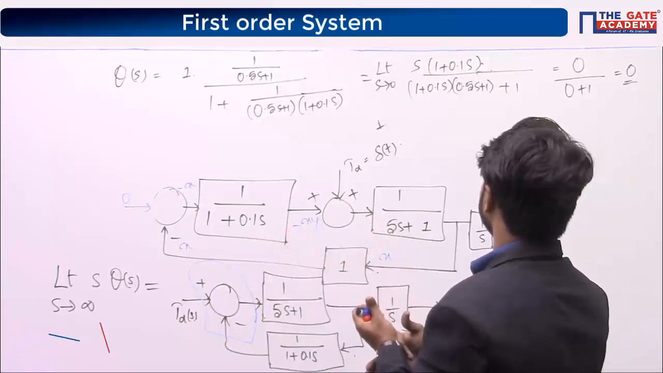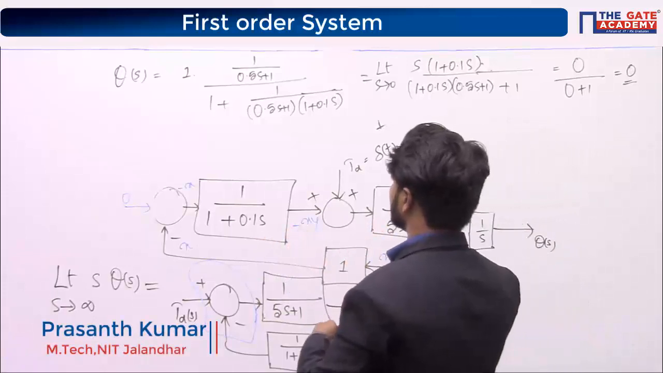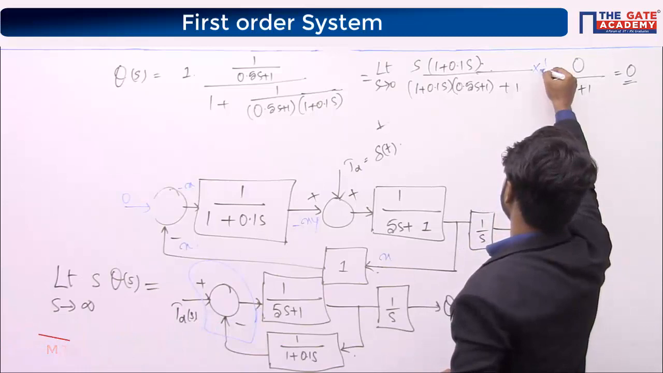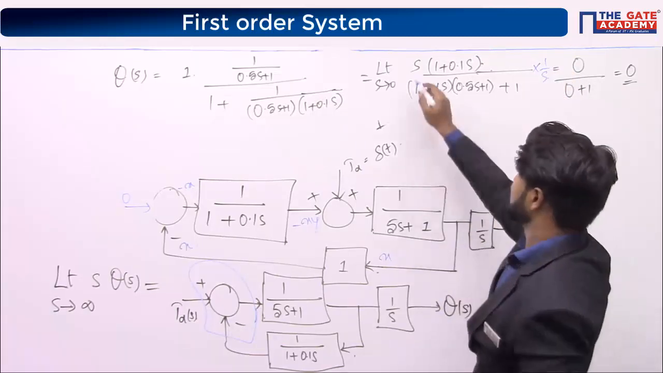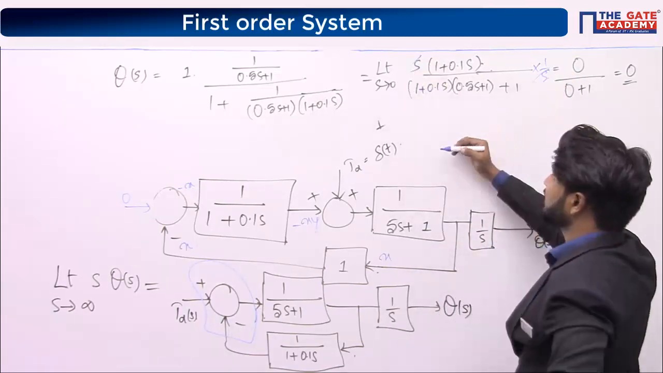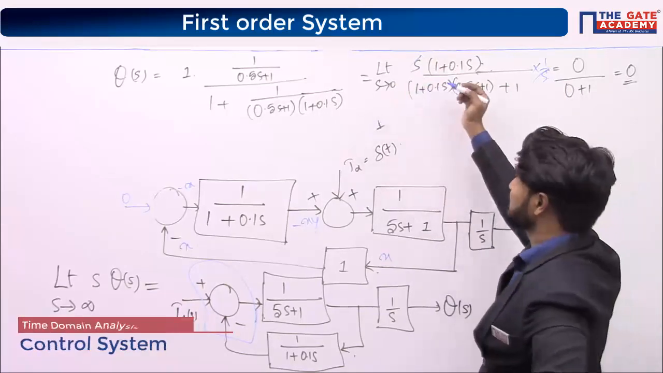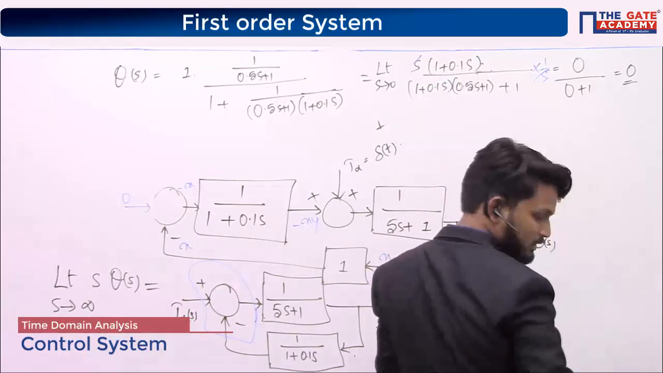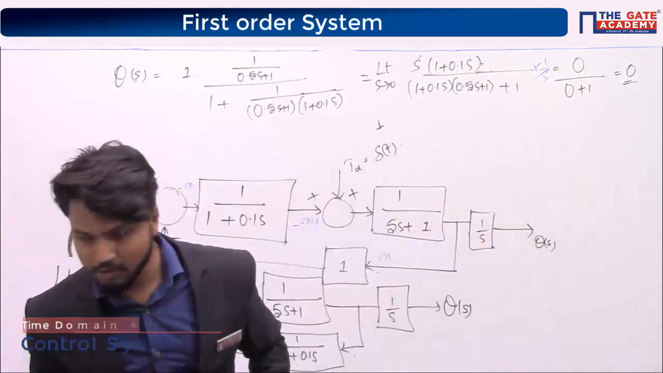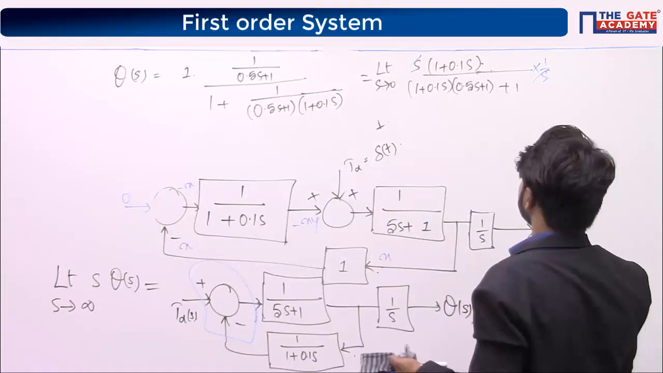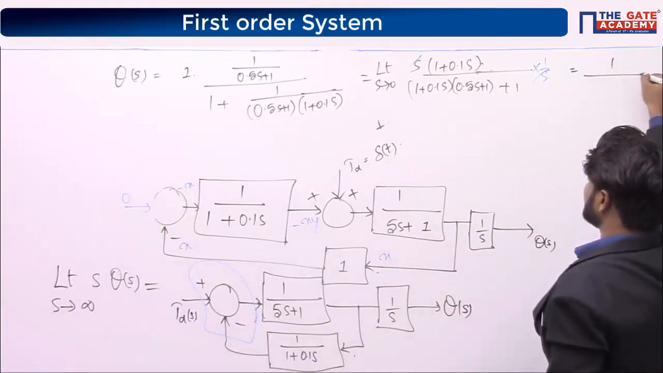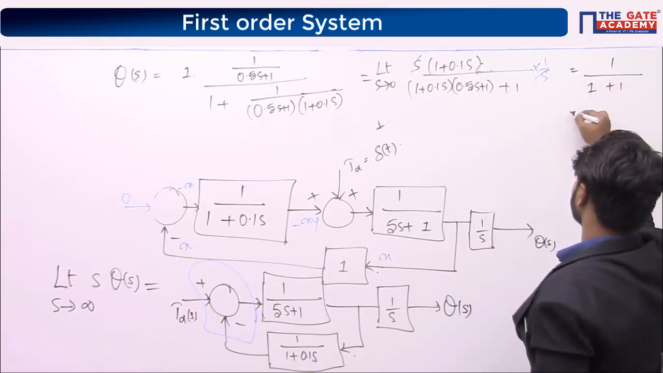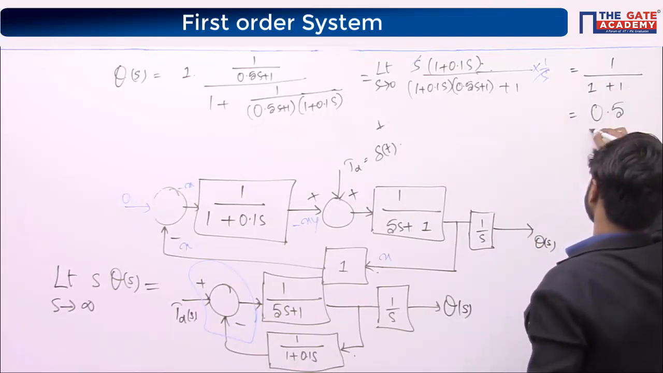Yes, 1 by s is also there, right? Thanks for reminding. So it is 1 by s multiplied by the overall transfer function, right? This s will cancel this s, right? So if you put s is equal to 0 in this, what you will get? The answer is not 0. Just put s is equal to 0 in this, you will get 1 divided by, this is 1 multiplied by 1, this is 0.5. This is the exact answer.